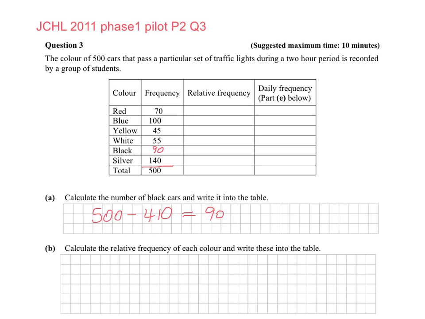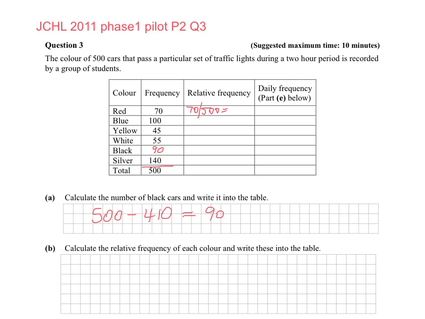We're next asked to work out the relative frequency of each colour. Now, relative frequency is basically another name for an experimental probability, i.e., according to the experiment data they got, what is the probability as such for each of these. So it's 70 out of 500, 100 out of 500, 45 out of 500, and so forth. They don't give you much room, but it's 70 out of 500.